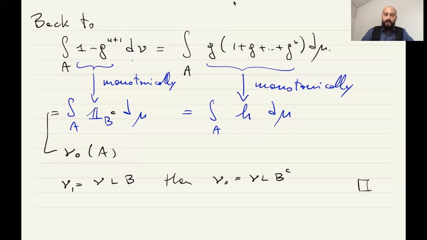The case in which nu is vector valued and mu sigma finite is very easy. It's in the lecture notes.